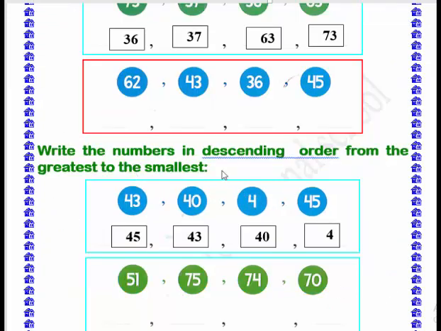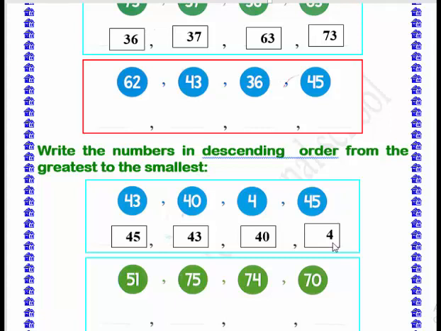Now we need to arrange the following numbers in descending order from the greatest to the smallest. Now we have to start with the greatest number. We have 43, 40, 4 and 45. Where are the greatest tens? 43 or 40 or 45. All of these have the same tens. Now we have to look at the ones. 3 or 0 or 5, 5. So we have to start with 45 and cross 45. Now we have 43 and 40 and 4. Yes, 43 and 40, and the last one is 4.